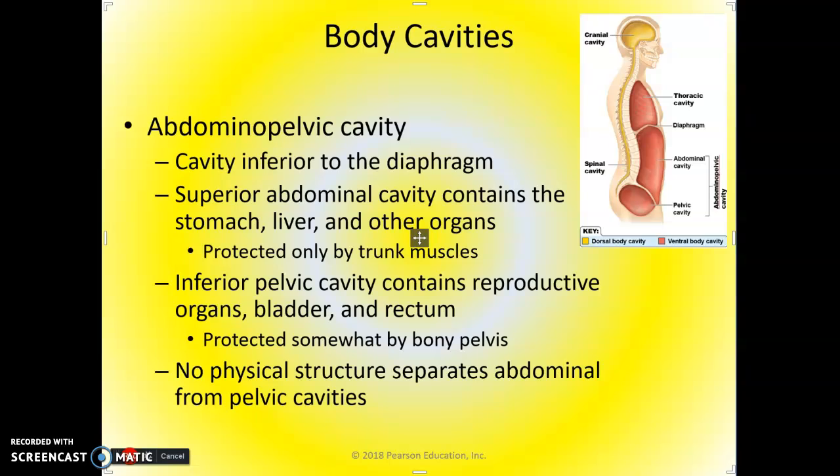Most mammals are four-legged, so they have the ground below them to help protect them. If something comes at them, they can just lay down flat. Humans are somewhat different, in that we don't. The inferior part is the pelvic cavity that contains reproductive organs, bladder, and rectum, and it's somewhat protected by the pelvic bones there. And again, there's no real physical structure that separates those two. It's just all one open space across them.